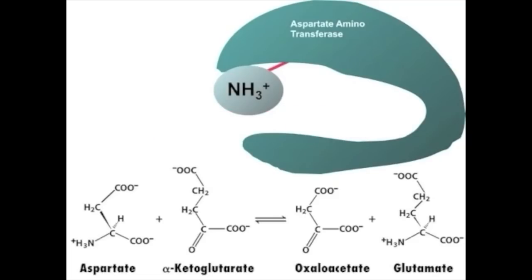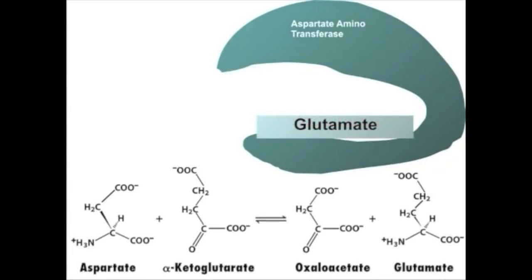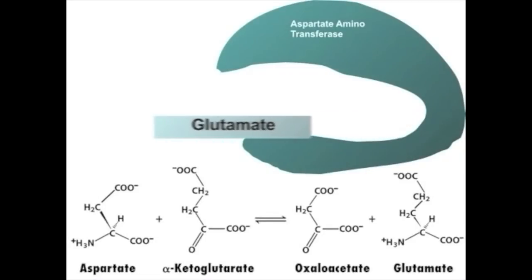Oxaloacetate leaves, and now in comes the second substrate, alpha-ketoglutarate. Alpha-ketoglutarate comes in, and it accepts the amino group from the enzyme. This causes alpha-ketoglutarate to become glutamate, and glutamate leaves. Both oxaloacetate and alpha-ketoglutarate are alpha-keto acids.